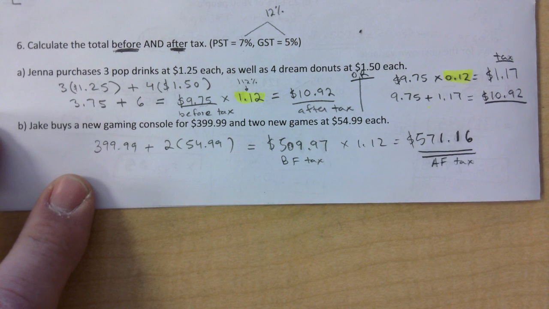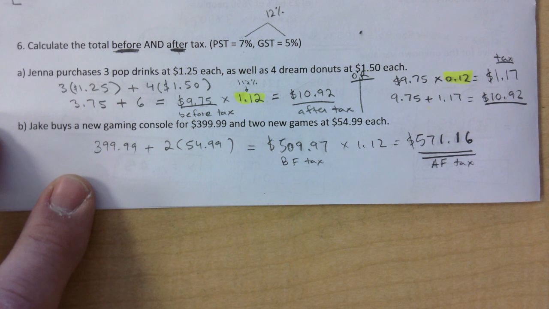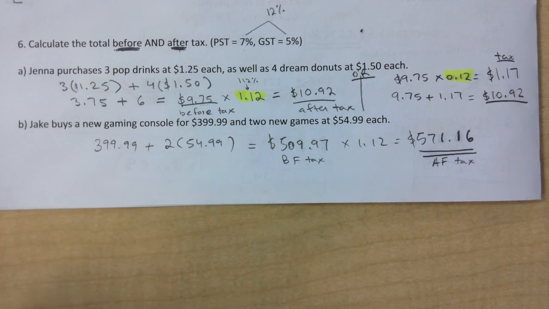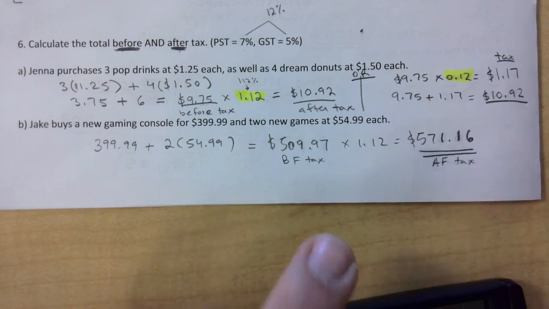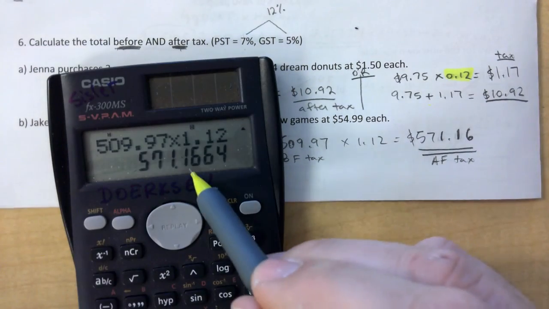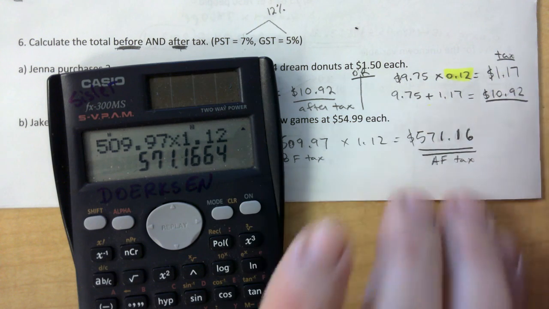Hold on. I don't know why it's not. Wouldn't the after tax be rounded up? Oh, 6 to 7. Hold on. 509.97. I didn't actually look carefully enough, I guess. Yes. Right? 166. This bumps to a 7. You're right.